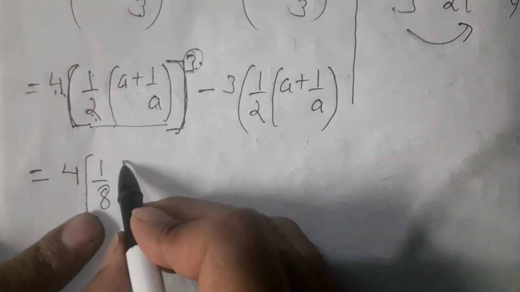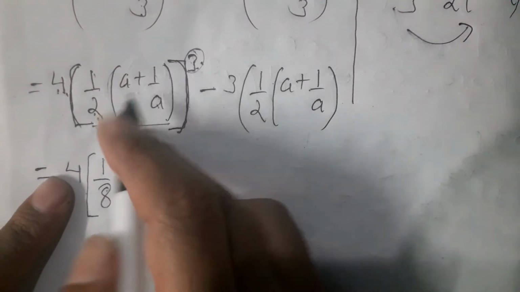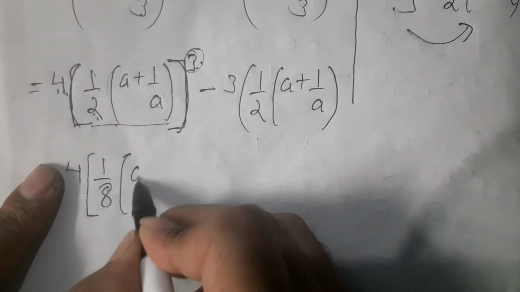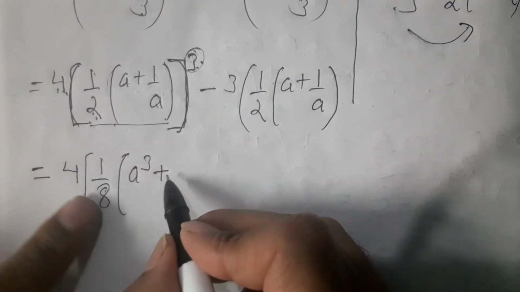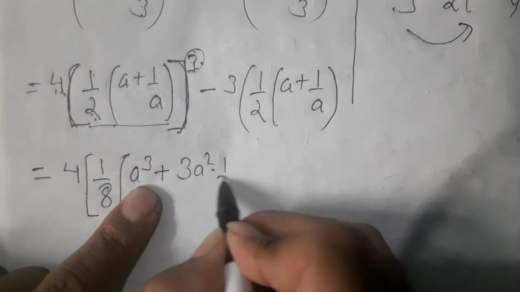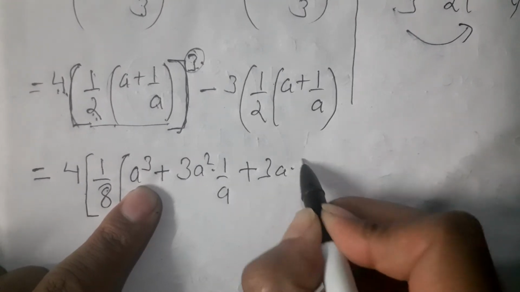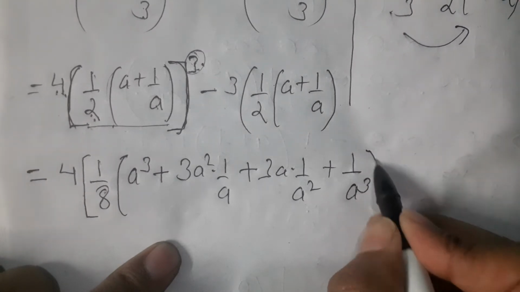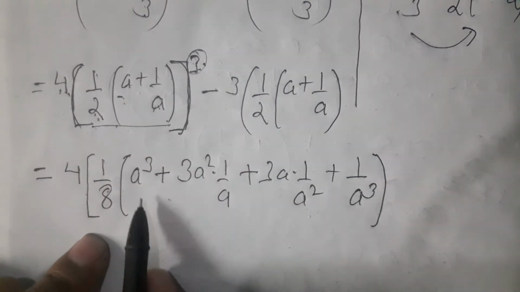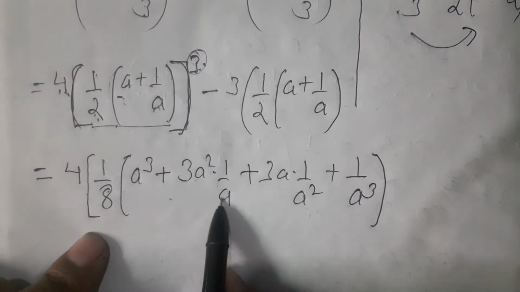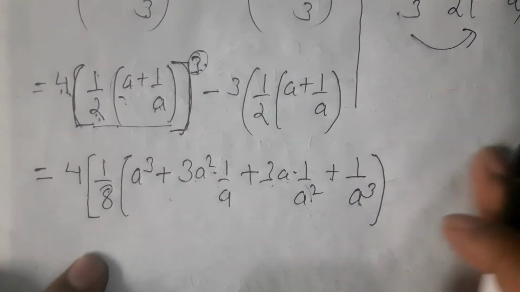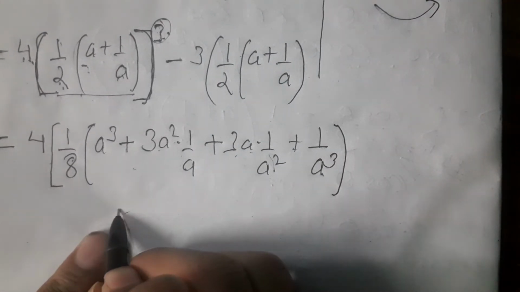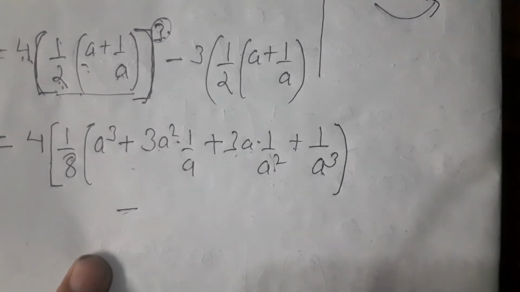Now for a plus 1 by a cube, I simply need to open it with the formula. And what is the a plus b cube formula? It's very simple. It is a cube plus 3a squared dot 1 by a plus 3a dot 1 by a squared plus 1 by a cube. This is a very large expansion. It is the a plus b cube formula: a cube plus 3a square b plus 3ab square plus b cube. I think you have already studied that in algebra. I'm not going into more detail because that makes the video a little longer.